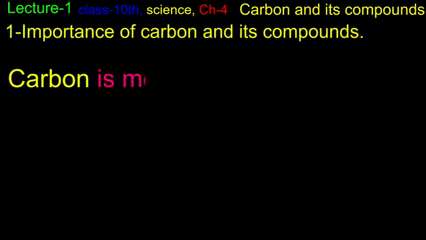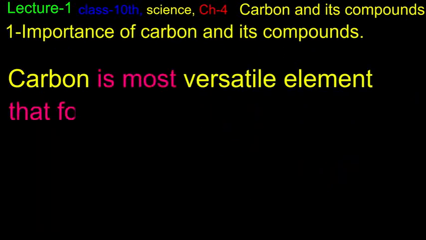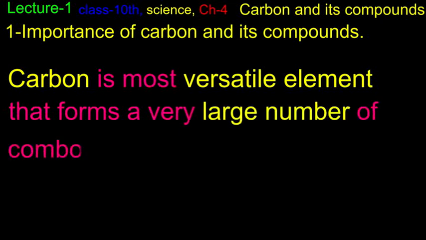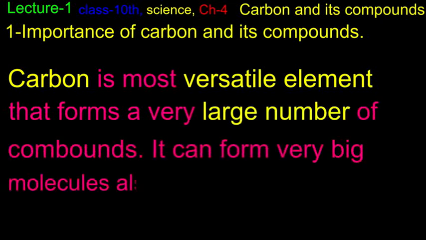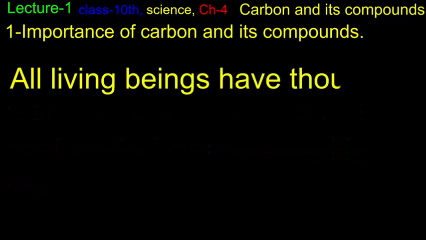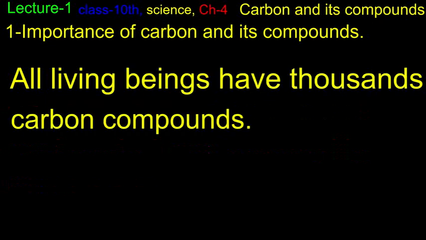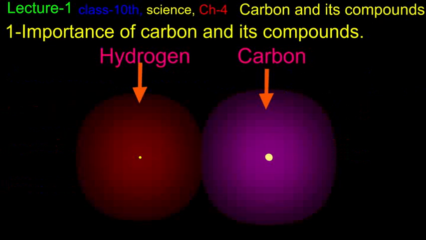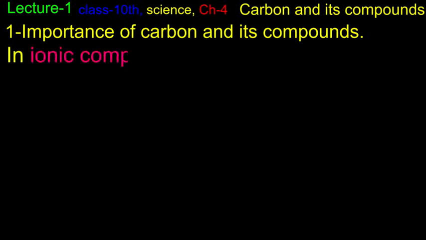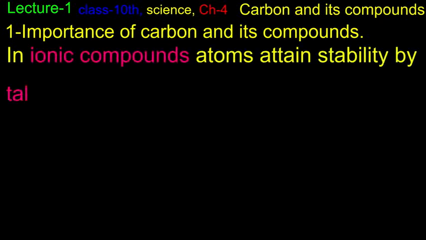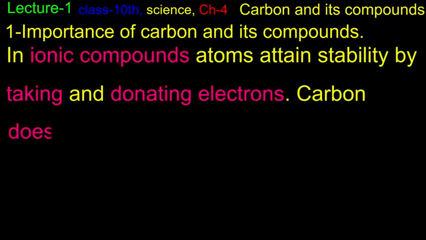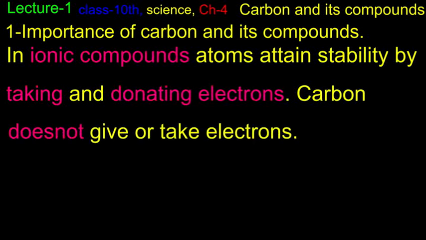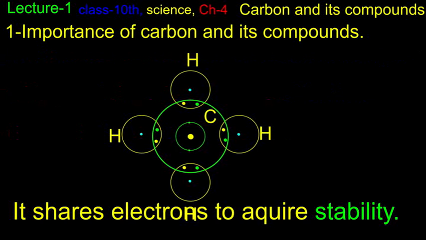In this lecture, you learnt that carbon is most versatile element that forms a very large number of compounds. It can form very big molecules also, the number of atoms in which can be in thousands or millions. All living beings have thousands of carbon compounds in them. Carbon and hydrogen combine to form compounds in such a number that no other two elements can do. In ionic compounds, atoms attain stability by taking and donating electrons. Carbon does not give or take electrons, instead it shares electrons to acquire stability.